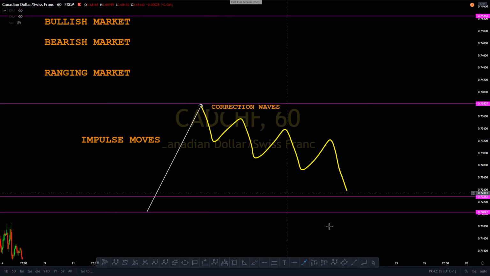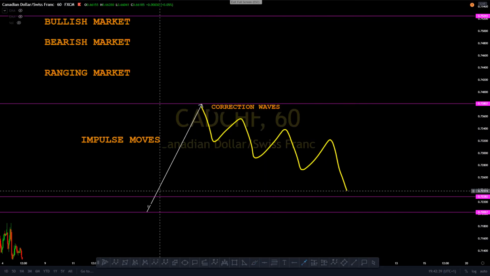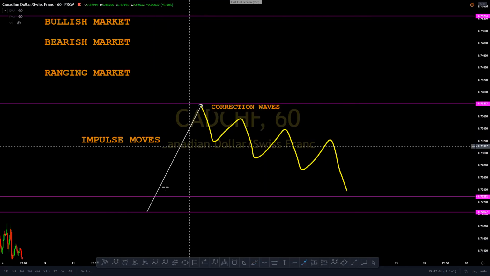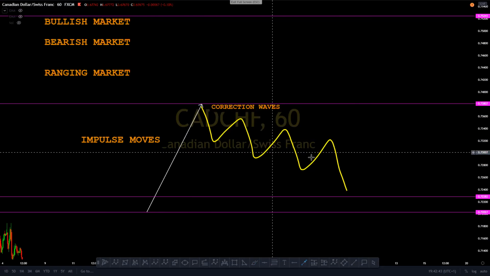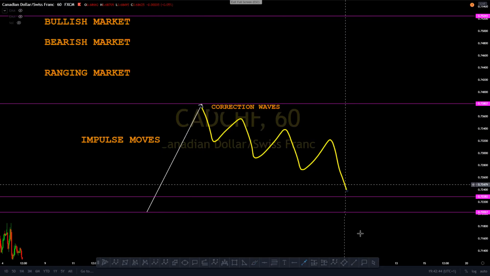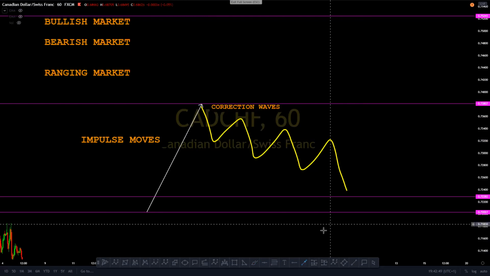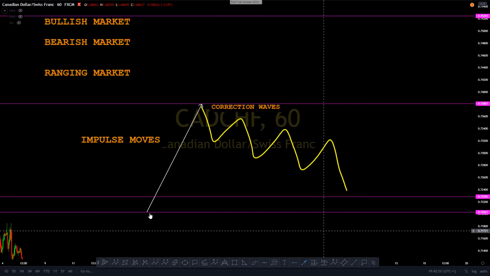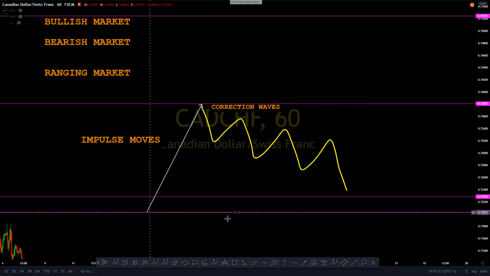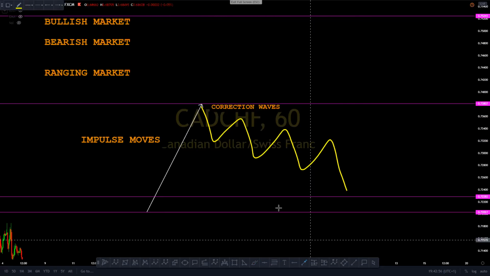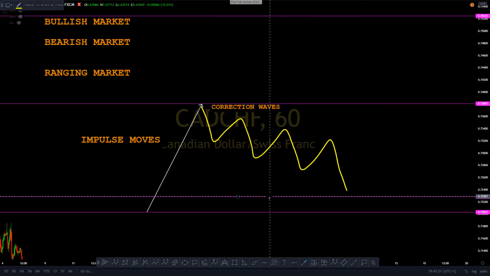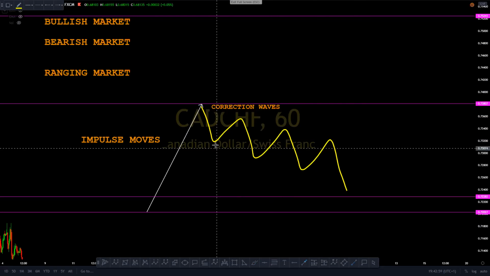So now what do you do? You've already seen that this is an impulse move because it went in a sharp way, and this one is coming in a corrective move. Once you know that this is a bullish market, you either plot your Fibonacci level or you wait for a breakout. If you want to wait for a breakout, you bring in your trend line. You plot your trend line like this.